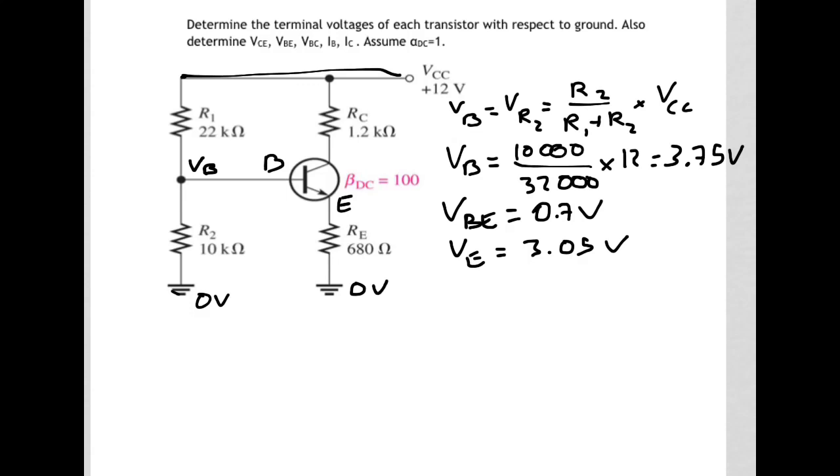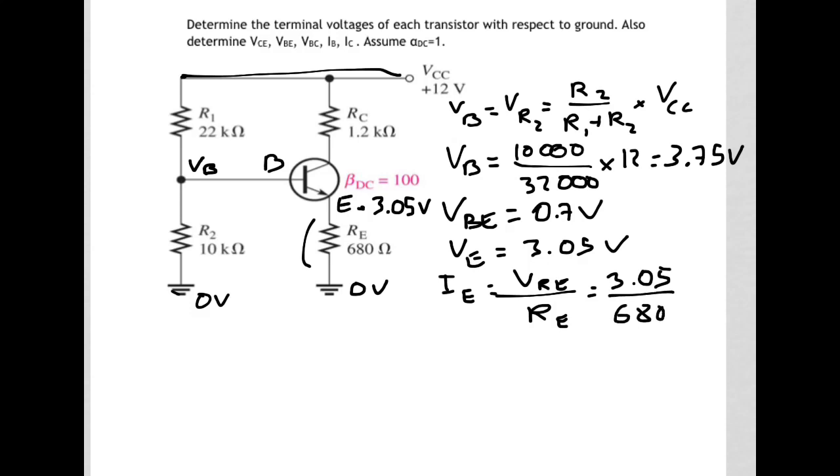Here again I have 0 volts, so if I have 3.05 at this point, it means across VRE I'll have 3.05. So IE will be VRE over RE, which is 3.05 over 680. That gives me 4.48 milliamps. That's IE, so that's the current going down here.